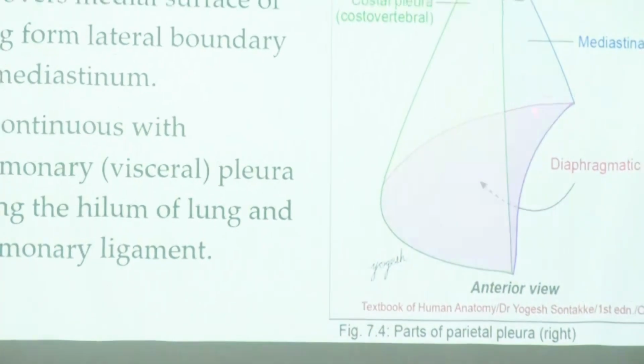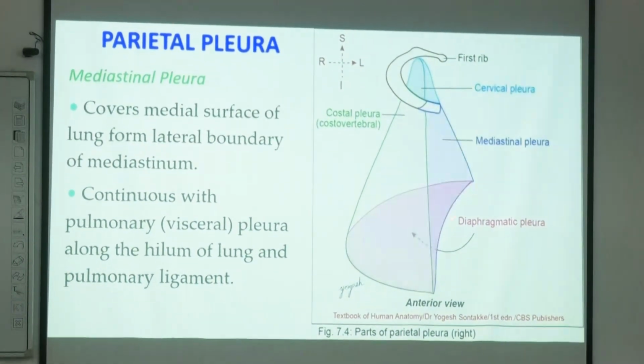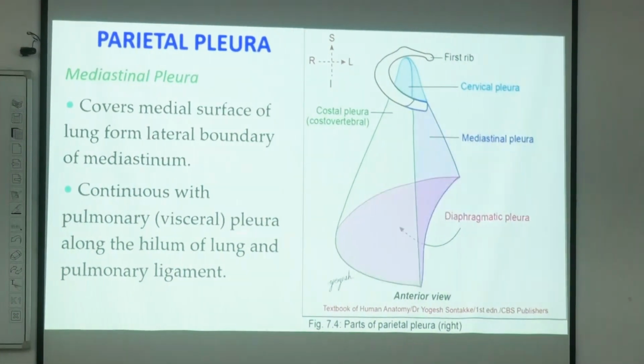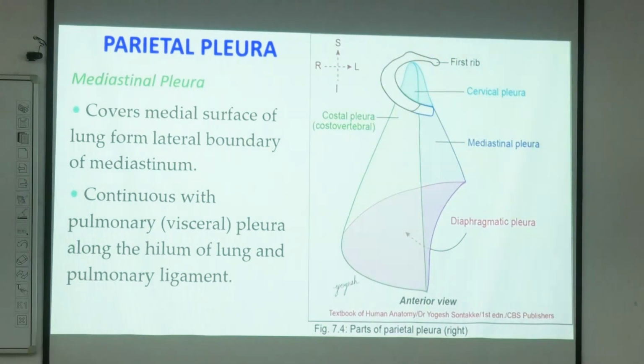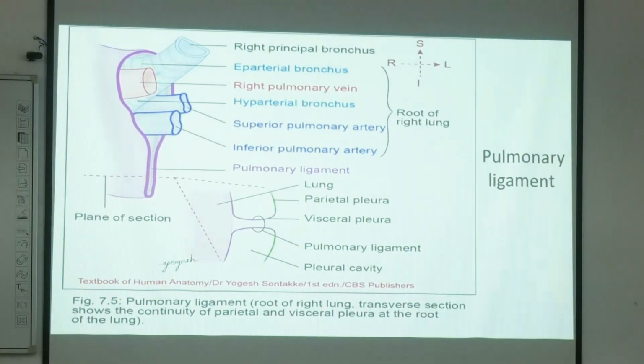Now, mediastinal pleura, here in this part, covers the medial surface of the lung and forms the lateral boundary of the mediastinum, and it is continuous with the visceral pleura along the hilum of the lung and the pulmonary ligament. See here, this extension of parietal pleura below the root of the lung is known as the pulmonary ligament, and here is the root of the lung.